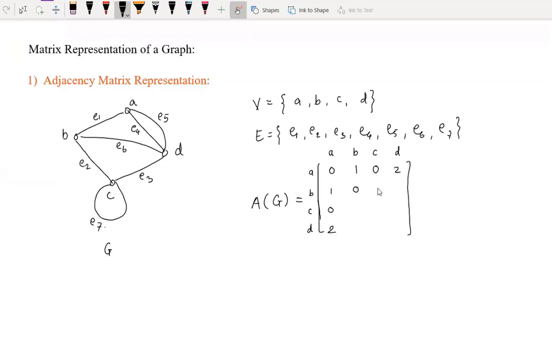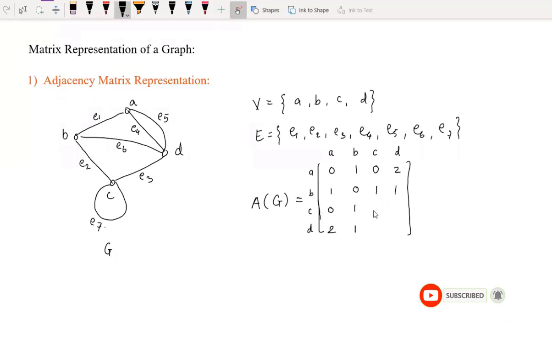Then B to C. How many edges are there between them? One edge is there. So this entry is 1. Then B to D. One edge is there, B to D, so it is 1. Again, the second row and second column are identical. Means you can copy the second row as it is in the second column. So 1, 0, 1, 1.